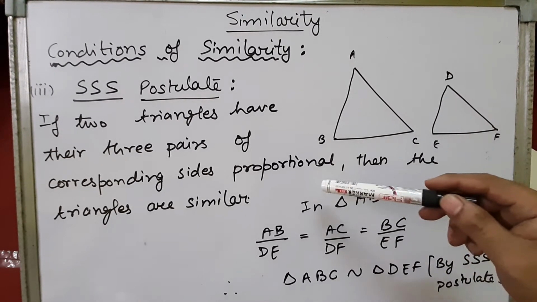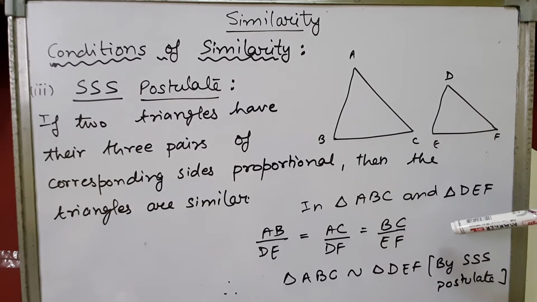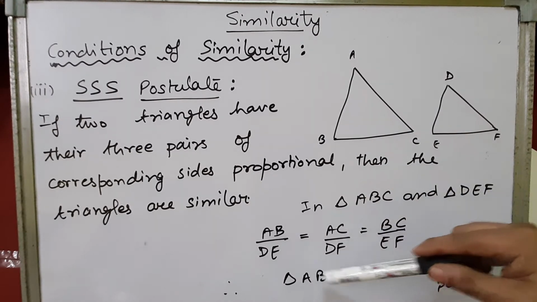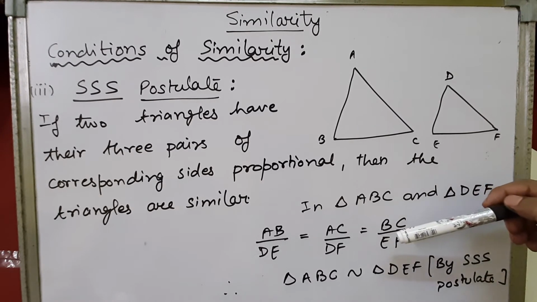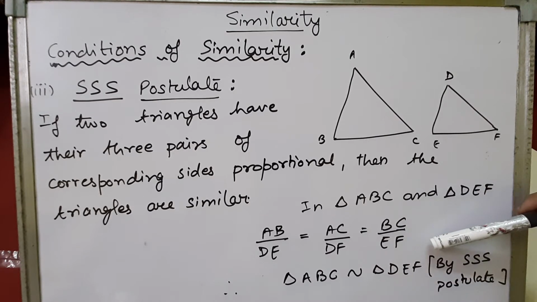Now when the corresponding sides are proportional, that means if this condition happens, AB upon DE equals AC upon DF equals BC upon EF, that means the ratio of the corresponding sides are equal, then we can say that the triangles are similar by the SSS postulate. Alright, this is the third condition of similarity. Please note down.